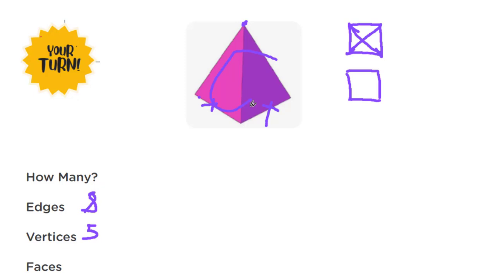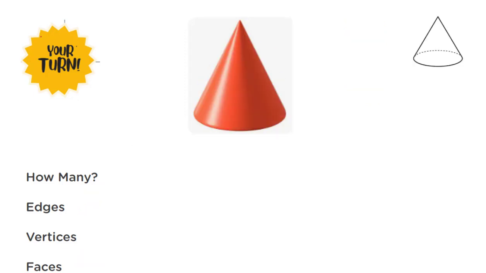You have 4, each triangle base, triangle face all the way around, and then you have a square base at the face at the bottom. So that makes 5. All right, let's try another one. How many edges, how many vertices, and how many faces? Turn off your video, and when you've got your answers, just come back and just figure it out. It doesn't look like the other ones. Do your best.